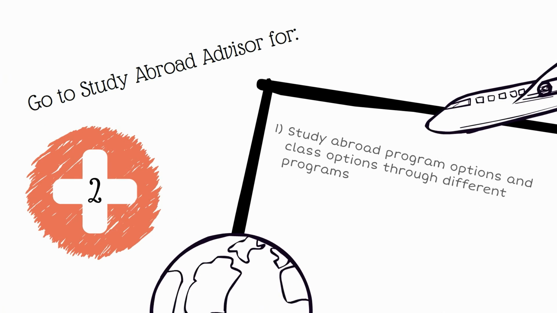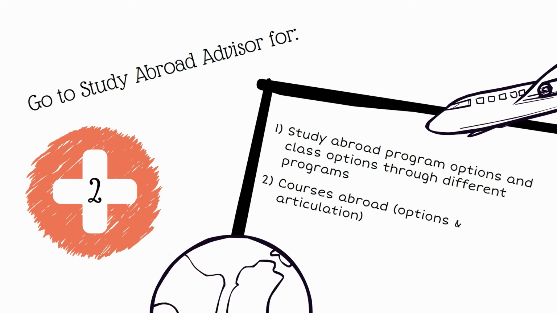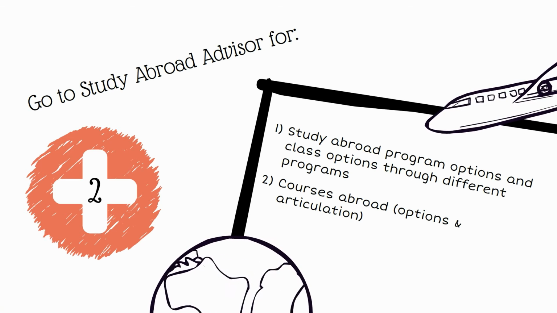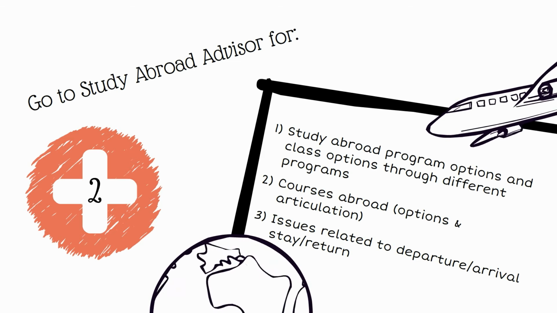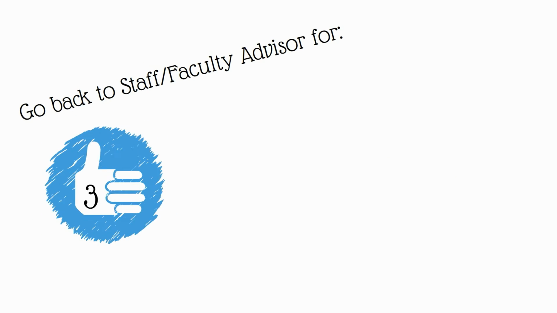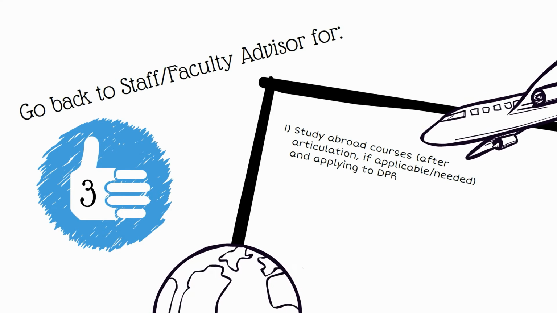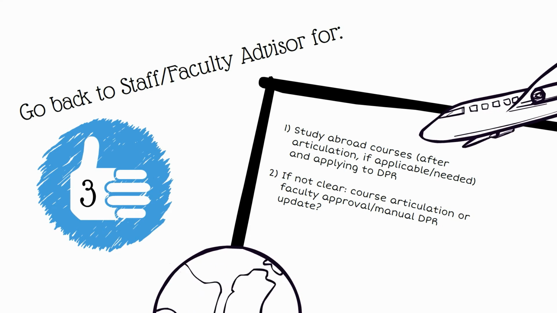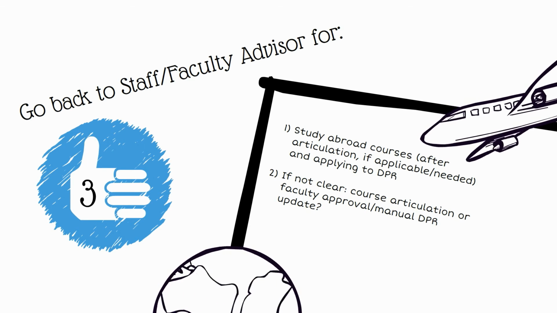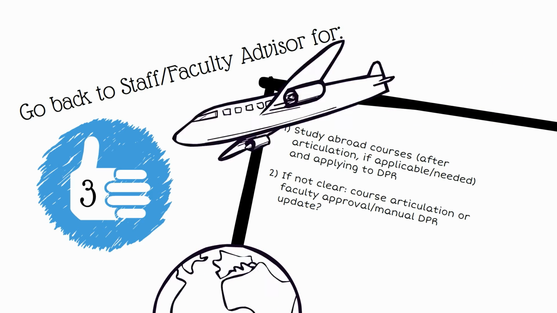Study abroad helps you with program options and the classes available for each program. You would discuss which programs are likely to offer the courses you need. Any issues related to departure, arrival, your stay, or return would be handled through study abroad. Once you have a list of course options through study abroad, go back to your staff advisor and work out where those classes may fall on your degree progress report. If there's a concern, it's important for you to know this in advance so you can work out whether it's a course articulation issue or if you might be eligible for a degree progress report manual update.